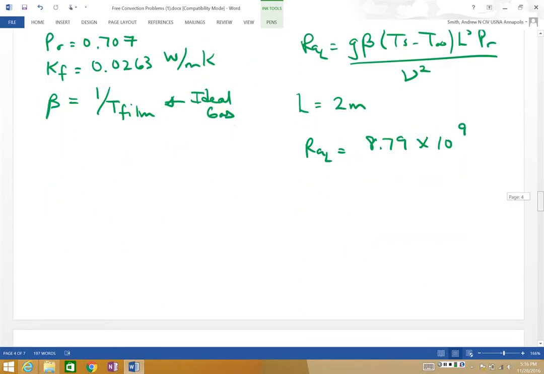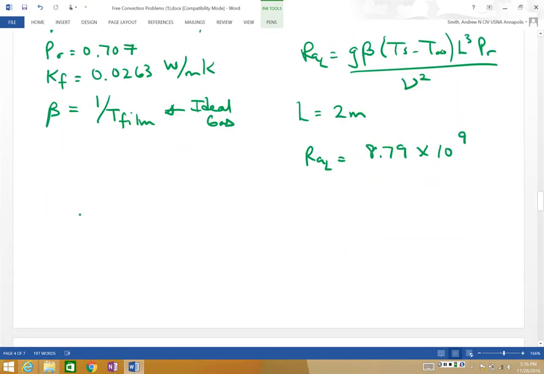Now in your book there are a couple of correlations. The first correlation is good for a Rayleigh number greater than 10 to the 9th, and that's that the Nusselt number equals 0.1 Rayleigh number to the 1/3. If you use that correlation, you get 206.4.